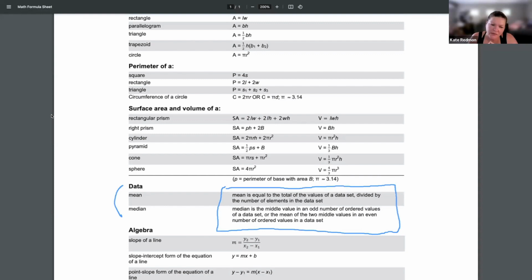We can handle both. It says mean is equal to the total of the values of a data set, the total, divided by, I'm going to use a fraction bar, so I say I'm dividing the whole total. Careful, if you use a divide by sign instead of a fraction bar, you might not be dividing the whole total like you want to. So divided by the number of elements in the data set, the number of numbers, basically. All right, let's go use that piece of information.